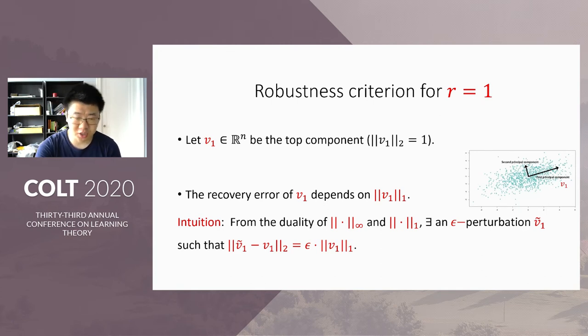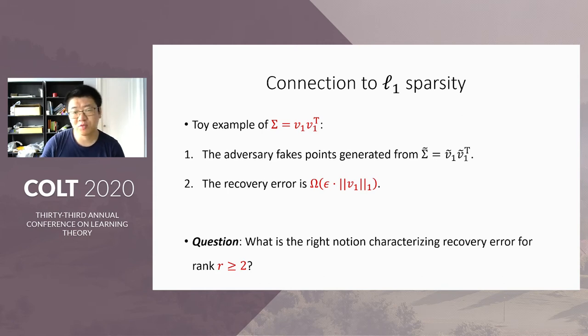Okay, so then if we consider a toy example where the covariance matrix is just V1 times its transpose, the adversary can fake most points as generated from another Gaussian whose covariance matrix is sigma tilde. That's just V1 tilde times V1 tilde transpose, where V1 tilde is the perturbation we mentioned in the previous slide. Then the recovery error will be at least epsilon times the L1 norm of V1. So this is the characterization of rank 1, which shows the connection to L1 sparsity. The main question we try to answer here is how to generalize this to rank R greater than 1. Okay, so our goal is to define a tight notion characterizing recovery error.